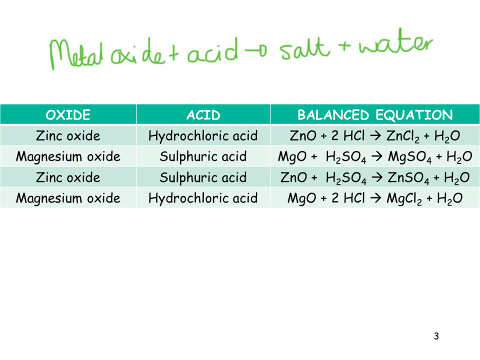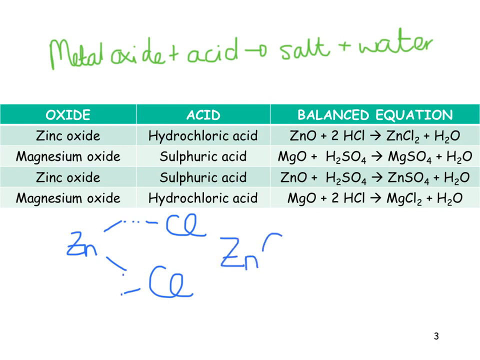So in the case of zinc, zinc has a valency of 2. If it combines with chloride, chlorine, which has a valency of 1, those two ions join together to form ZnCl2. So make sure that in each case you get the right formula for the salt and then balance the equation.